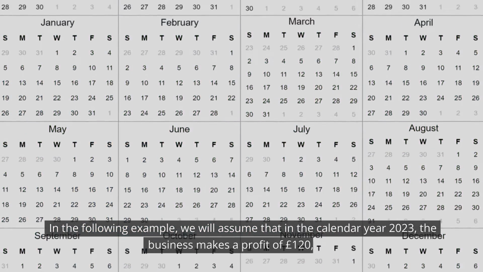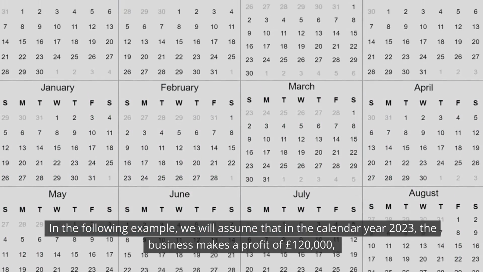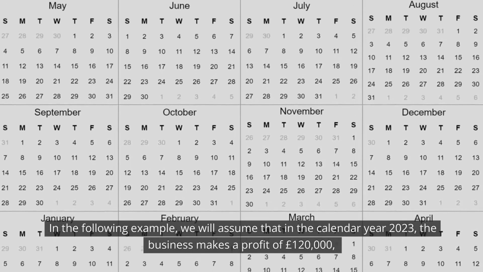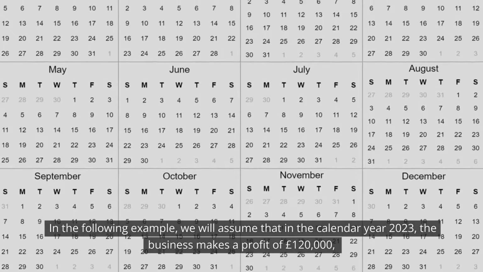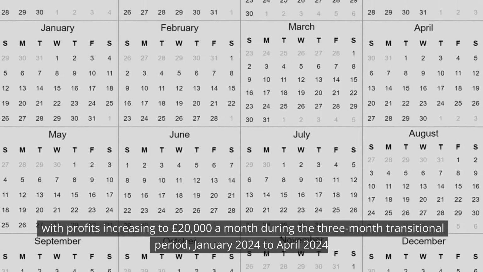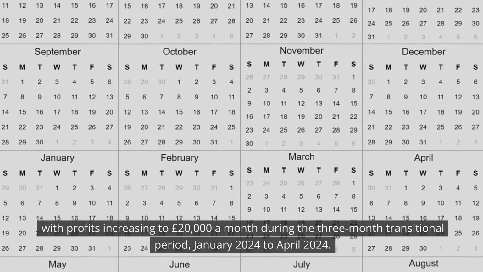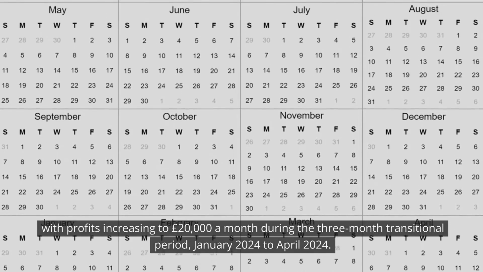Increasing profits. In the following example, we will assume that in the calendar year 2023, the business makes a profit of £120,000, with profits increasing to £20,000 a month during the 3-month transitional period, January 2024 to April 2024.